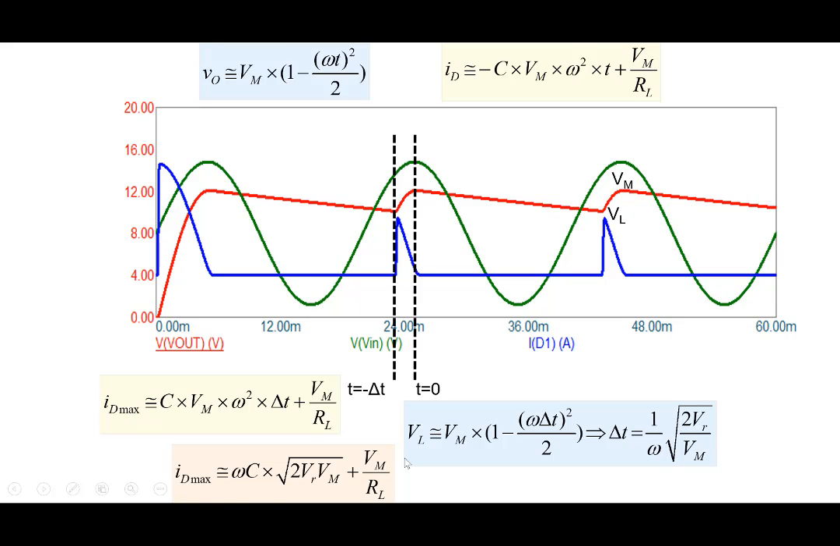Okay, so that's what we do. We take this delta T here, we put it here, and we get a maximum value of ID max equal to omega C multiplied by square root 2 VR Vm plus Vm by RL. And again, if we plug in the typical values, we'll see that the first term here is much larger than Vm by RL, and so an approximate value of ID max will be simply equal to the first term here.